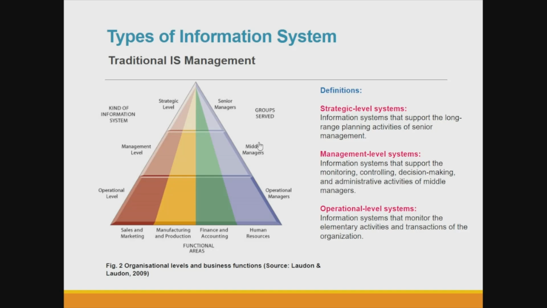The first layer at the bottom refers to the operational level system. At this operational level, we have the operational manager. Under this part, we have sales, marketing, manufacturing, production, finance and accounting, and human resources. These are the areas under the operational level.